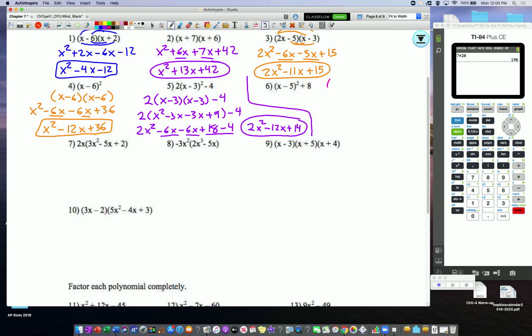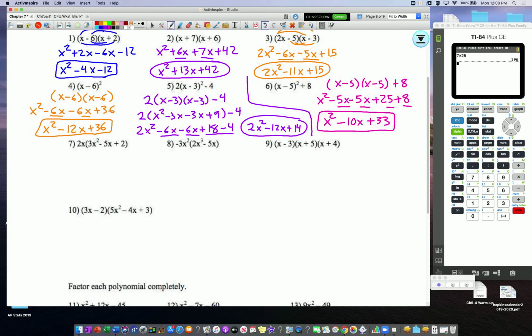So I can rewrite this as x minus 5 times x minus 5 plus 8. So now I can FOIL: x squared minus 5x minus 5x plus 25 plus 8. Combine your like terms. So minus 5x and minus 5x make minus 10x. 25 and 8 make 33. Just like that, 6 problems done.